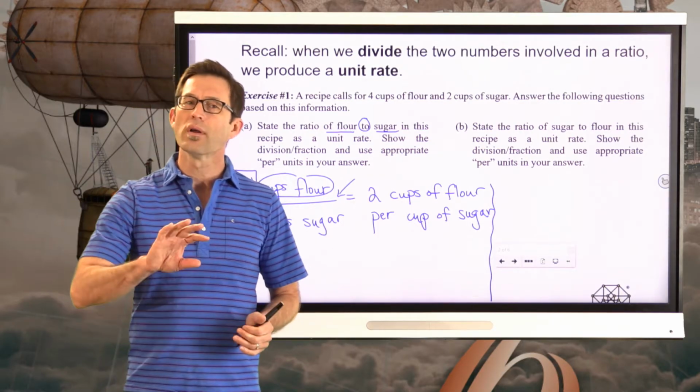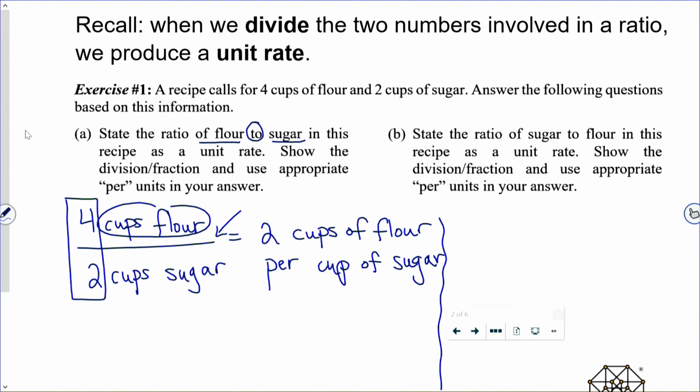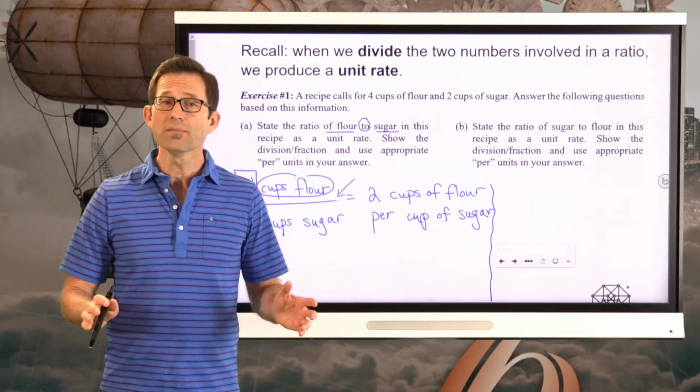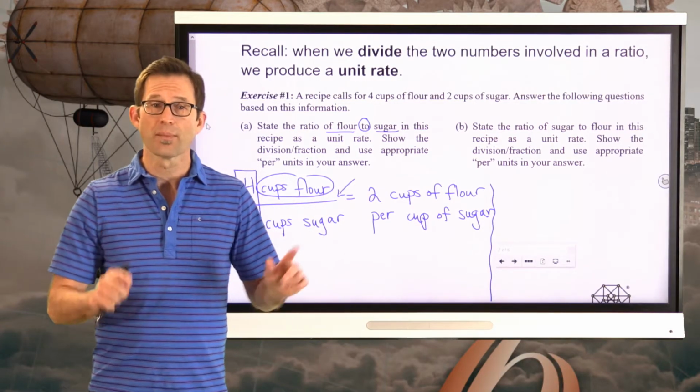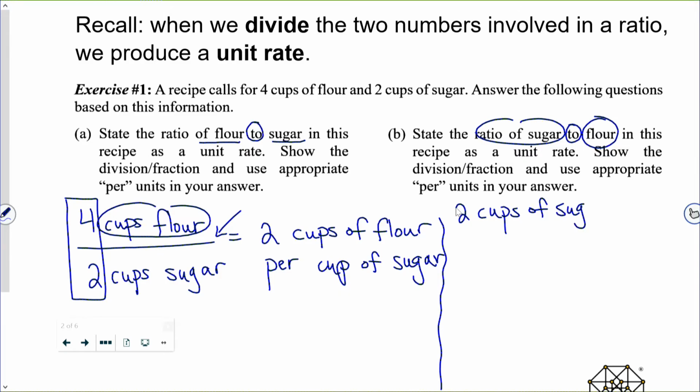Now let's look at the ratio in the other way. Letter B. State the ratio of sugar to flour in this recipe as a unit rate. Show the division/fraction and use appropriate per units in your answer. So it seems like we're answering exactly the same question, except the difference here is that we want the ratio of the sugar to flour. So in this case, we're going to have 2 cups of sugar to 4 cups of flour. I have to write a little bit smaller now.